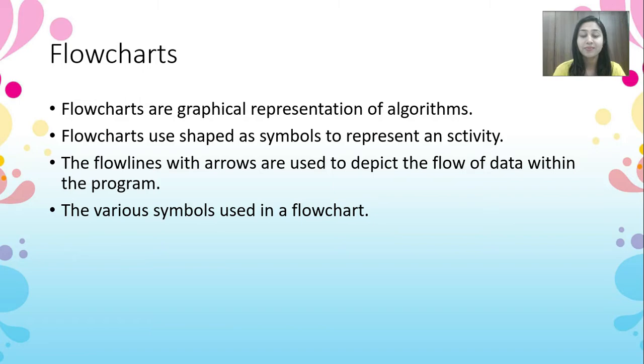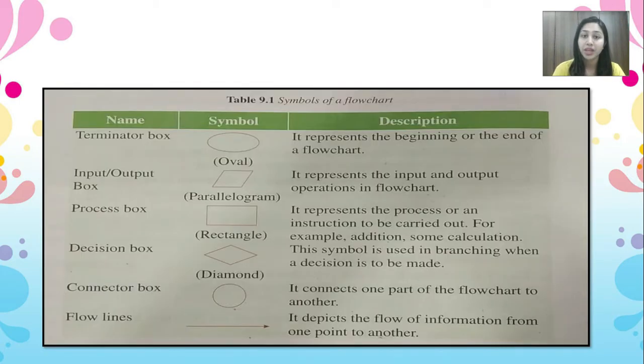Okay students, here you can see some names, symbols and descriptions. Let's discuss one by one. First symbol is oval shape. It's called terminator box. It represents the beginning or the end of the flowchart. While you are starting the flowchart and while you are ending the flowchart, you have to use this oval shape. Second is parallelogram, means input output box. It represents the input and output operations in the flowchart. While we are putting input data and while you will get output data, you have to use a parallelogram.